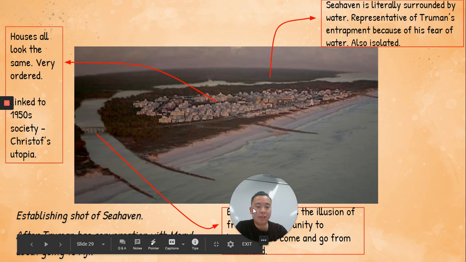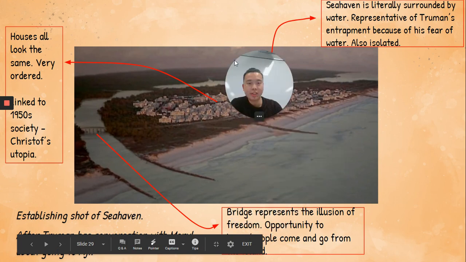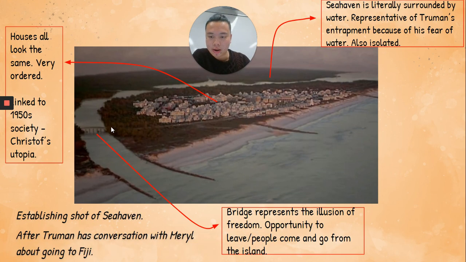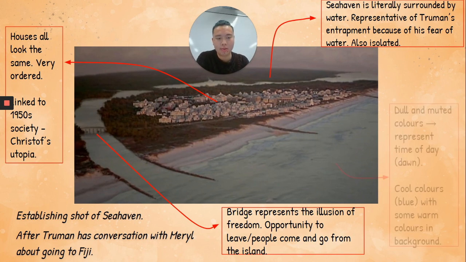Also notice the fact that the bridge here symbolizes freedom. Like, well, you've got the opportunity to leave Sea Haven if you don't want to live here. But really, it's actually all an illusion. It's all a lie. Because this is a set, Christoph has built this set for this inhumane TV show, which houses Truman and all the other actors and extras. You can't actually leave Sea Haven. So again, this idea of entrapment.